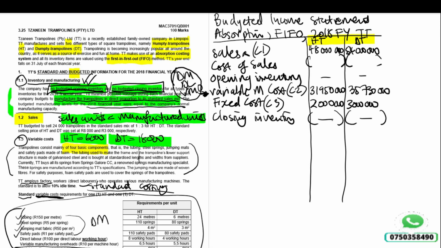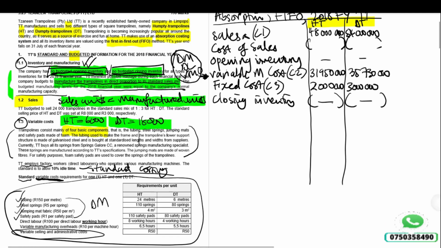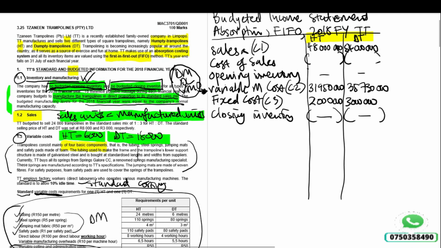Okay, so this is how our cost of sales was supposed to be calculated. All of this was the calculation of cost of sales. It's opening inventory plus current production cost, these two form the current production cost, less closing inventory.